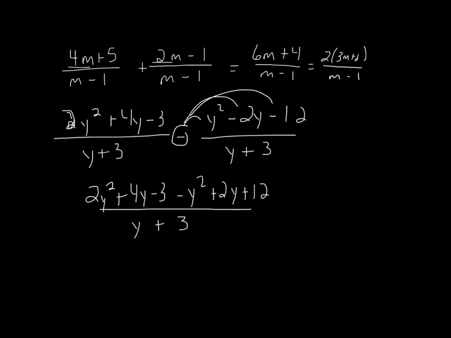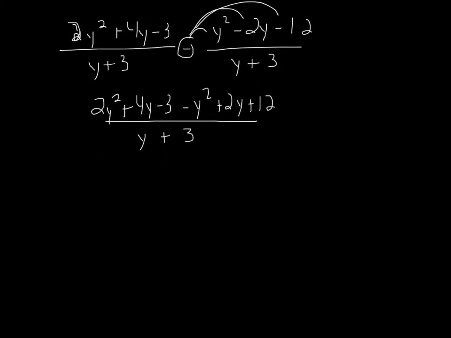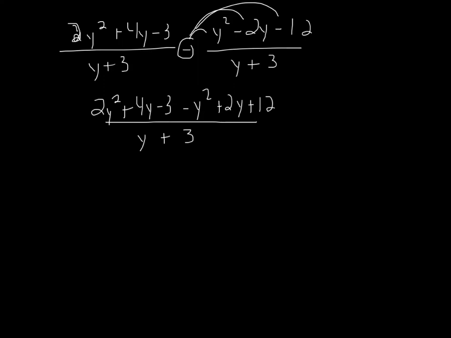Hopefully you're following along. Next step, we combine like terms. We have 2y squared and a minus y squared, so that gives us just y squared. Then we have 4y and 2y, which gives us plus 6y. And then negative 3 and plus 12 gives us plus 9, all over y plus 3.